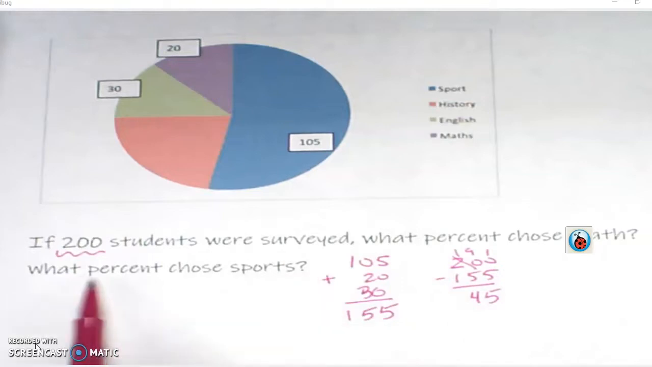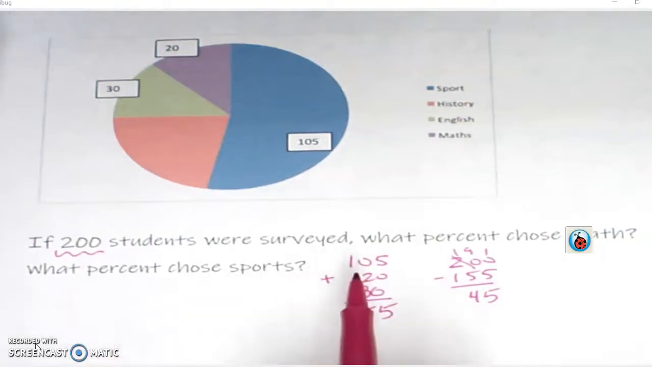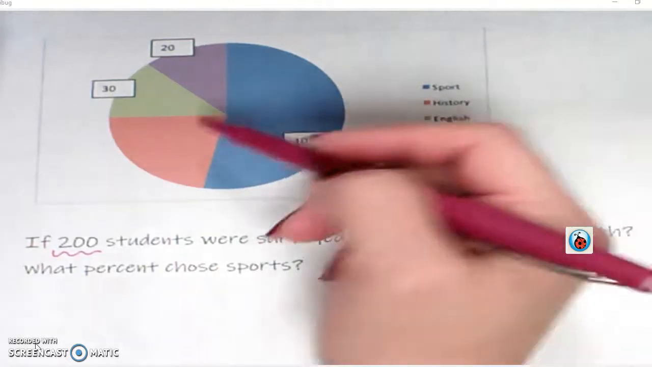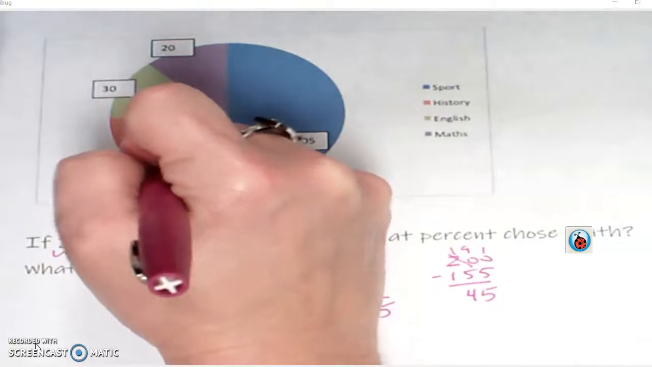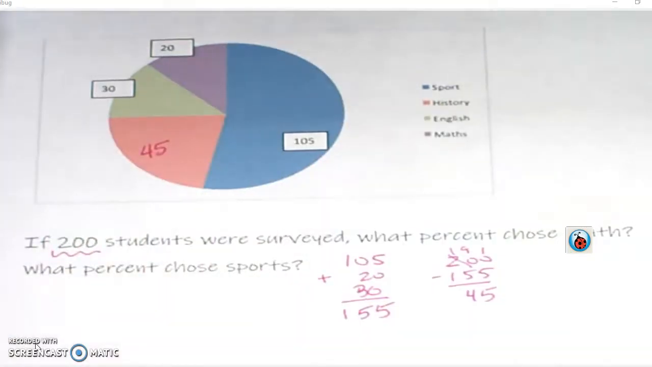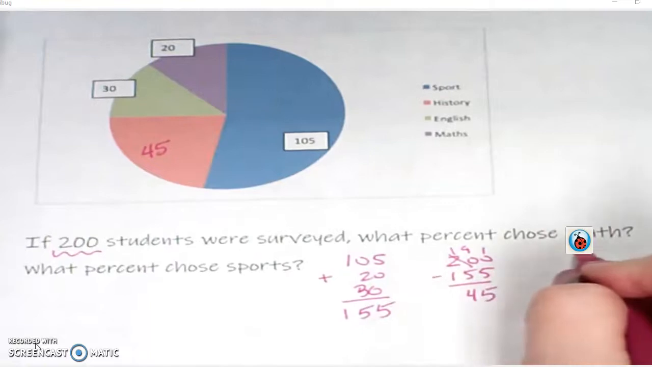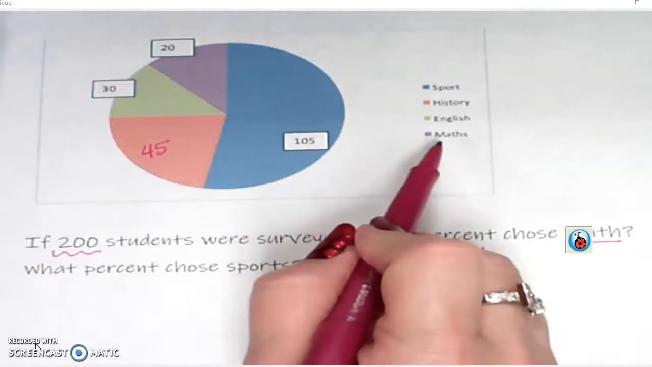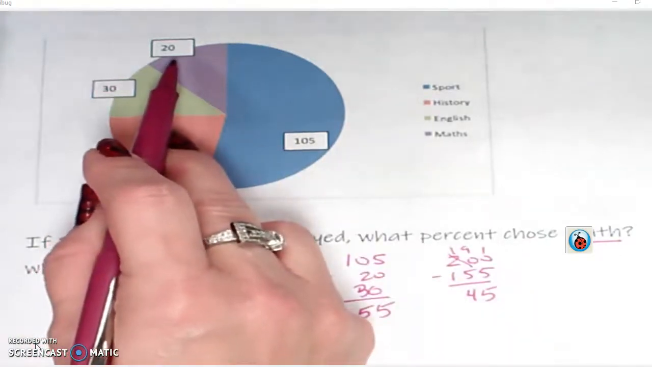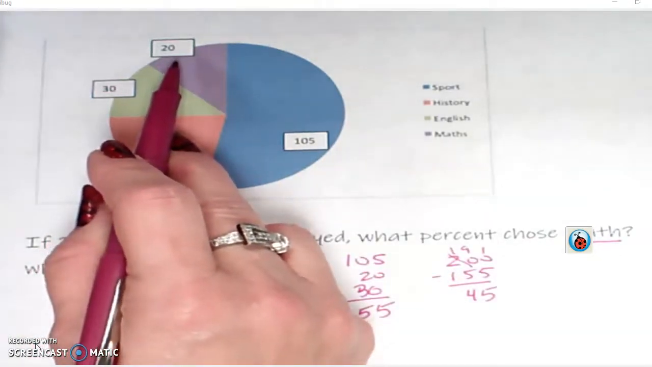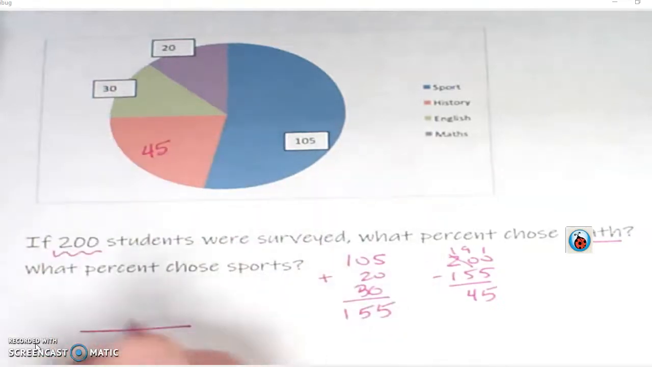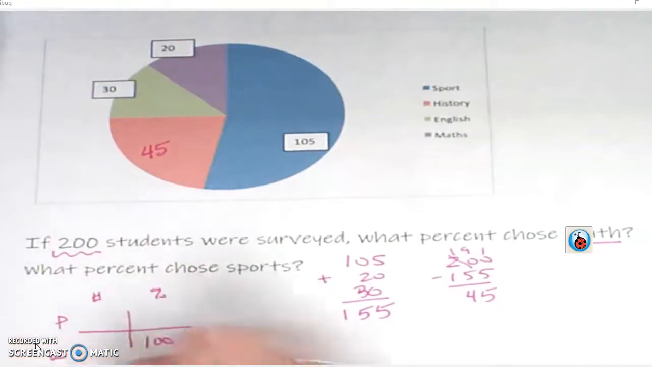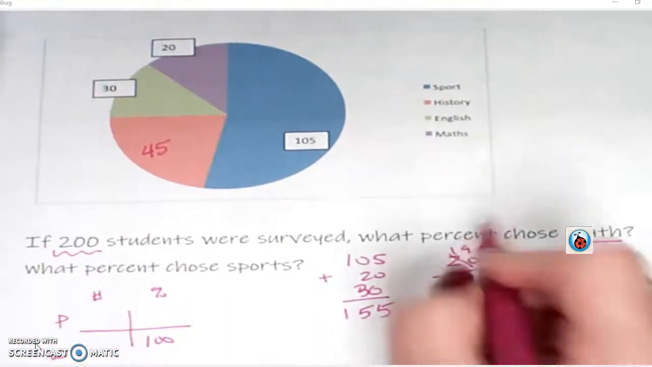Okay, so from here, what percent chose sports? Well, sports, first of all, I have to find out if this is 45 right here. Okay, just to make sure all matches up. But now I know what percent chose math. Well, math is the purple one. That's 20 people. That's not 20%. So I'm going to do the same thing. Part, whole, number, percent, 100. But this time I'm looking for the percent. The percent is my n.